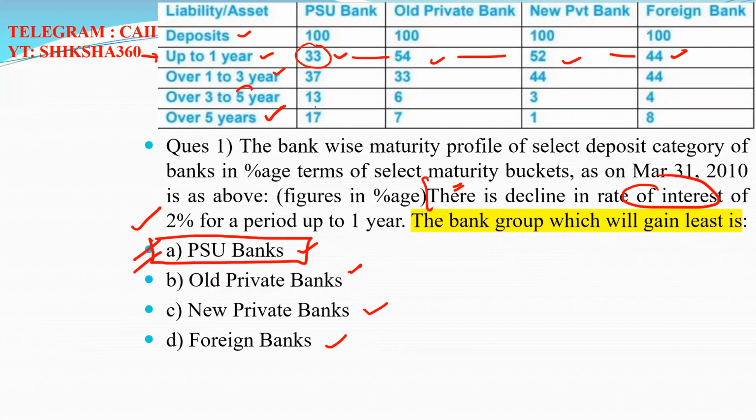You just have to check the figures. This is a total of 100 rupees: 33 rupees under 1 year, 37 rupees under 1 to 3 years, 13 rupees under 3 to 5 years, and 17 rupees over 5 years. Calculating all of this, we get 100 rupees. So the bank group which will gain the least is PSU banks.